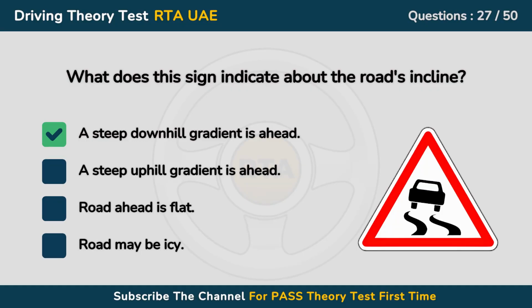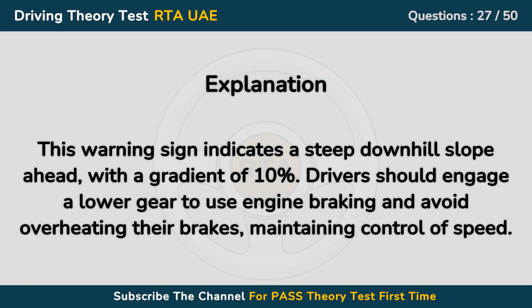Answer is A. A steep downhill gradient is ahead. This warning sign indicates a steep downhill slope ahead. Drivers should engage a lower gear to use engine braking and avoid overheating their brakes, maintaining control of speed.